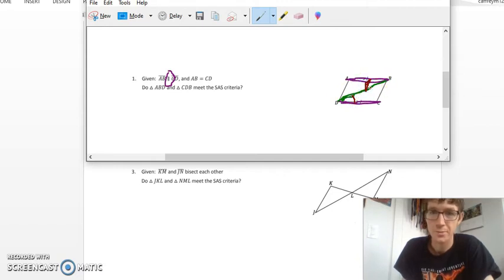So is that true? And the only reason we know that's true is because they gave us this information, that AB is parallel to CD. So because AB is parallel to CD, we know that by alternate interior angles. We did cover this before school let out due to the COVID pandemic.